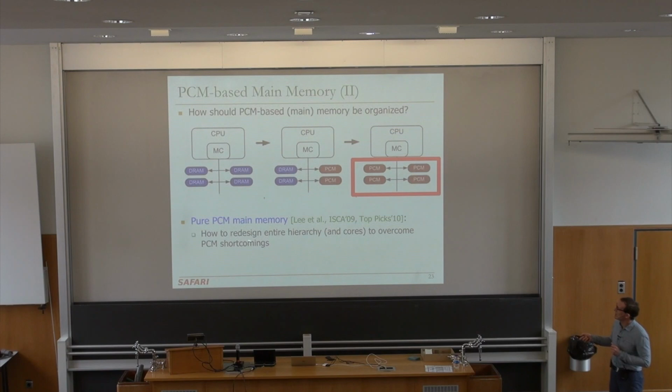So this is pure PCM-based main memory. If you have this, and if you have all the problems that we've discussed, then how do you design the entire hierarchy and maybe the cores to overcome the shortcomings that we have? And I think there's still a lot to be done in this area, but let's see. I'm not fully convinced that this is the only option. I think we should probably explore both of the options going forward. But phase change memory may be a difficult technology to deal with because of its characteristics.